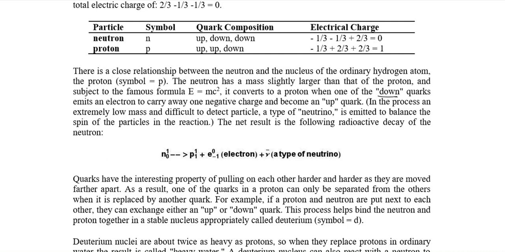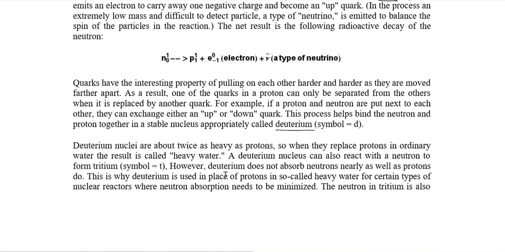This process helps bind the neutron and proton to form a more stable nucleus. Let's say a proton and neutron are fused together; we call it a deuterium nucleus. The deuterium nucleus is twice as heavy as a proton. So when it replaces the proton in ordinary water, we call it D2O or heavy water.